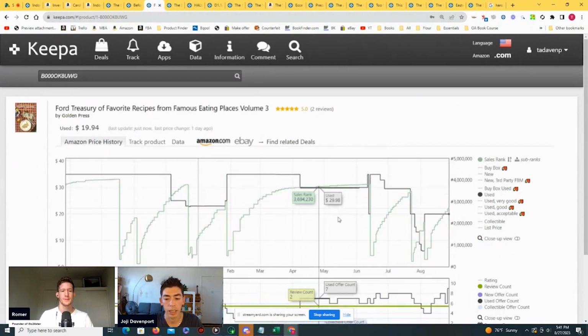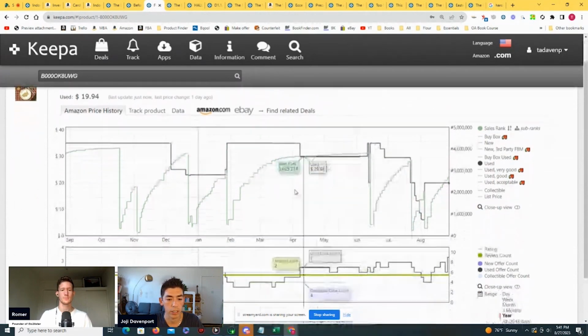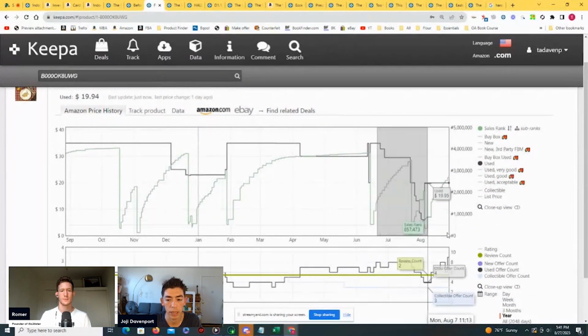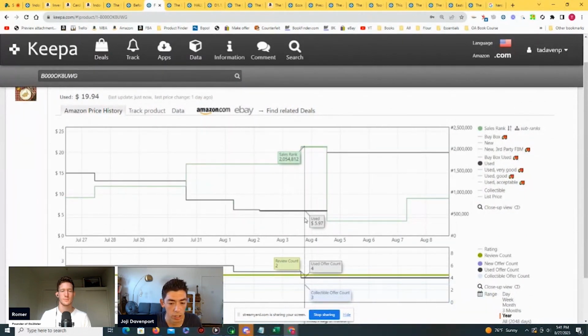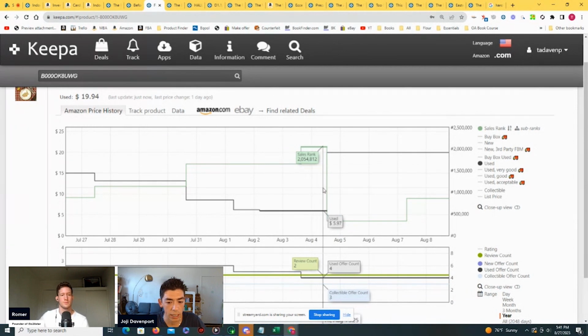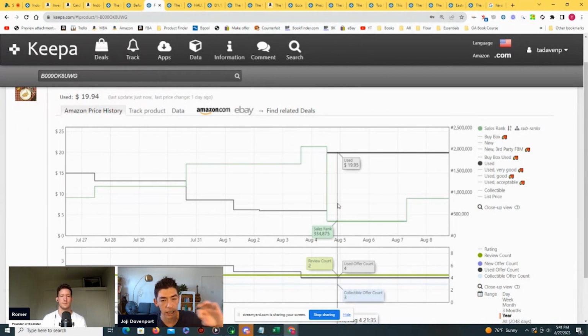Exactly. Here's a good example, right? You might scan this book on this day, August 3rd, it's $5.97. You might just automatically reject it because it's $5.97 and the sales rank is 2 million. But then if you scanned it the next day, all of a sudden the cheapest price is $19.95 and the sales rank is 334,000. That's completely different. That's like the difference between red and green in terms of the trigger setup.